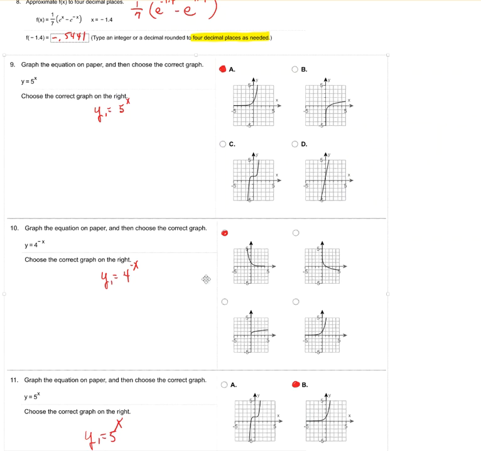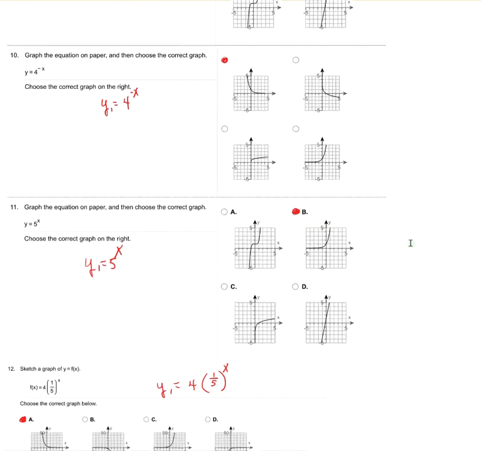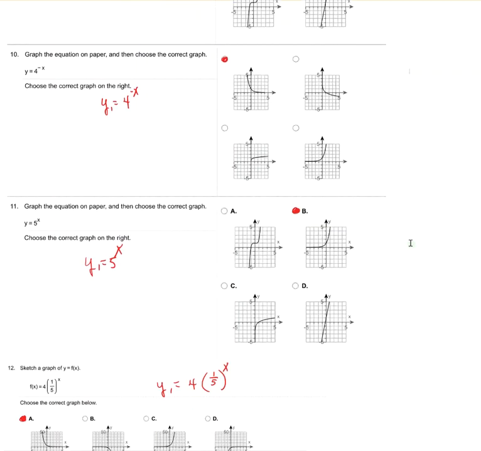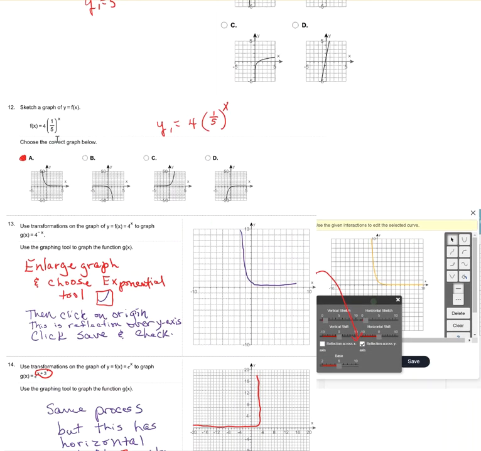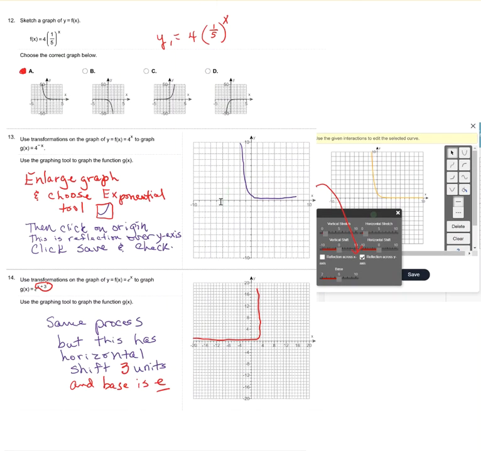If you did 4 to the negative x, you're going to get this one. And then there is 5 to the x again. I don't know why that's repeated. 12, 4 parentheses, 1/5 to the x. You should get this. Then they ask you to graph one with the graphing tool.